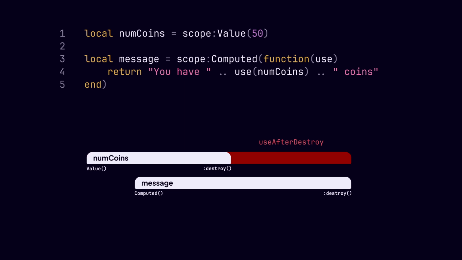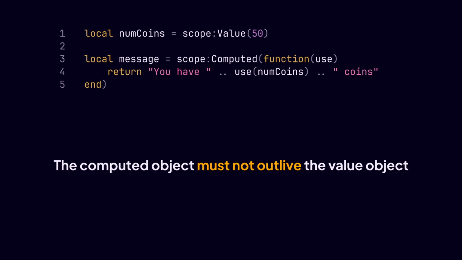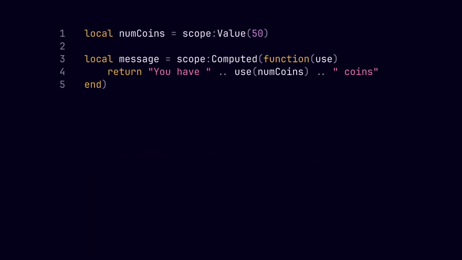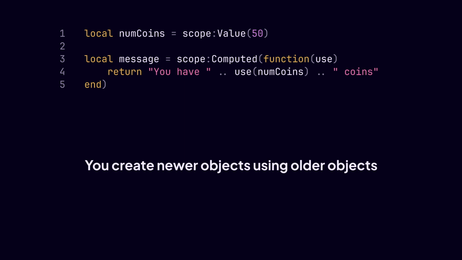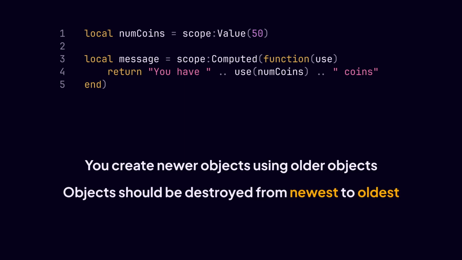Because of this, we can say that the computed object must not outlive the value object. If the computed object is alive while the value object is dead, it will raise a use after destroy error. To speak more generally, you create newer objects using older objects. In this example, we create a computed using a value object we made earlier. For this reason, objects should be destroyed from newest to oldest to ensure that the newer objects are destroyed before the older objects that they depend on.